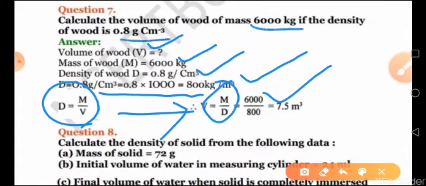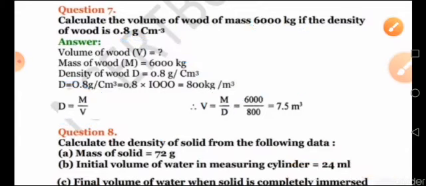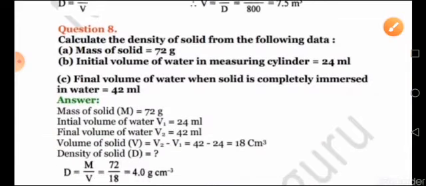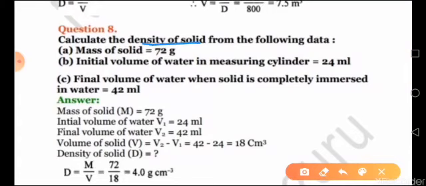If they are of different units, first you convert it to the same unit and then only put it into the equation and solve it, right? Now coming to your question number 8. Here you have to calculate the density, where mass is given, initial volume of measuring cylinder is given and final volume of measuring cylinder is given.